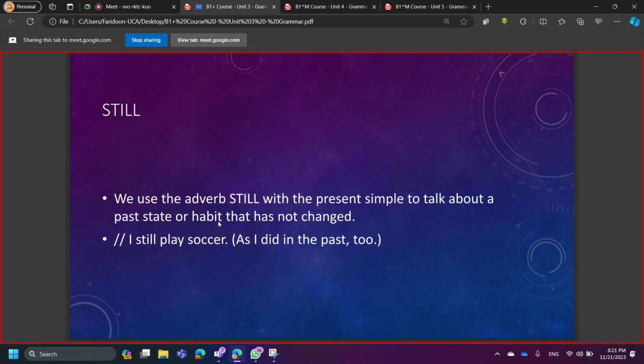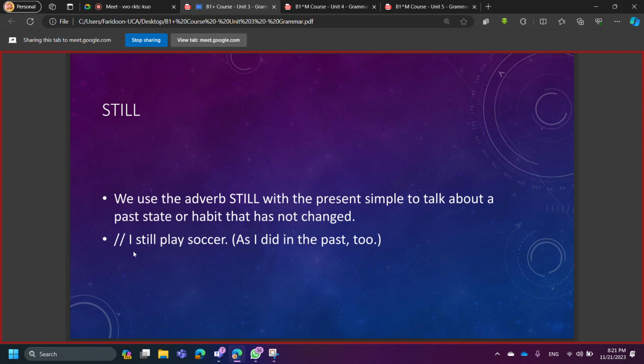Okay. What about the word "still"? We use the word "still" with the present simple. Okay, with which tense, guys? Present simple. To talk about a past state or a past habit that has not changed, meaning that it's something that you started doing in the past and you still have that habit, or that state is still true. So you can use "still" for that.